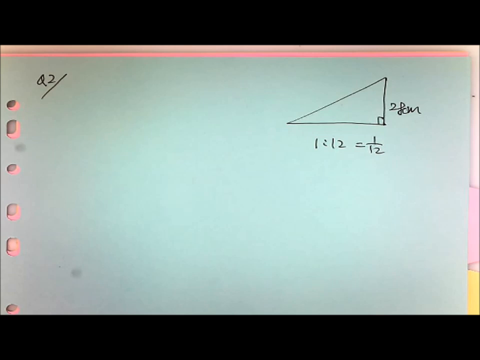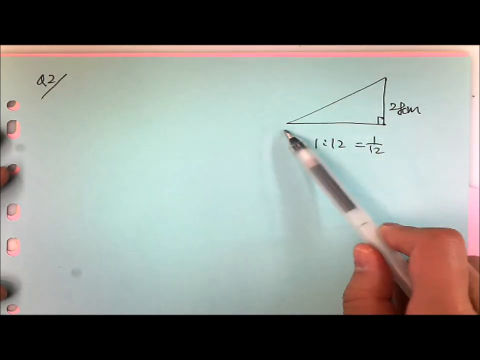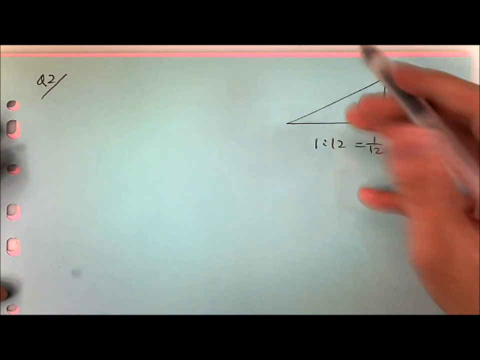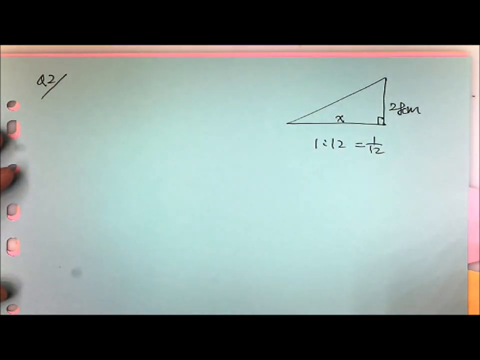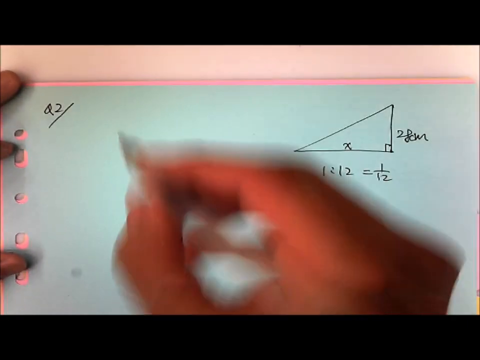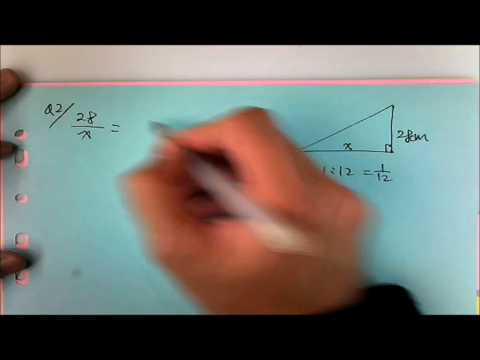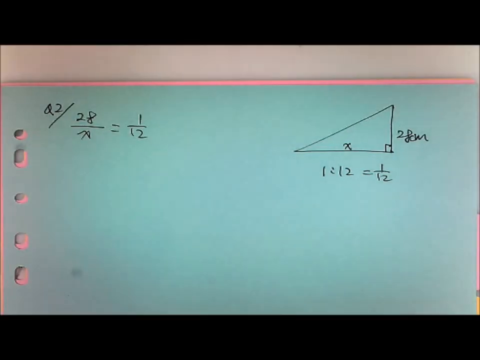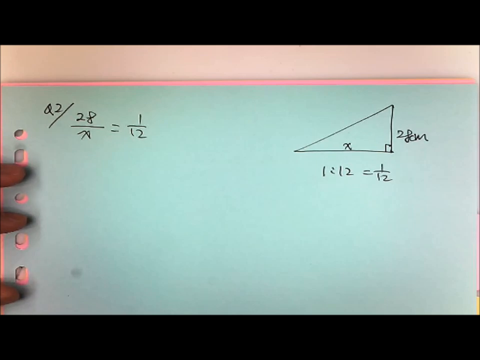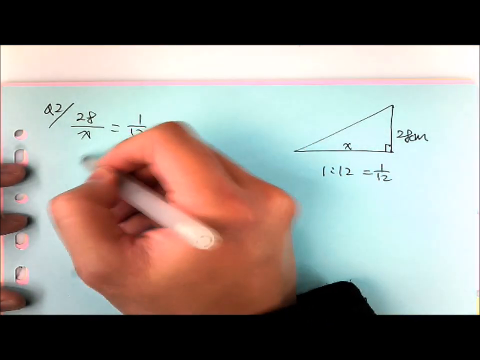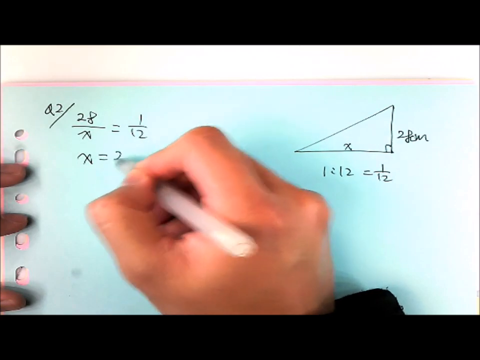It is known that the vertical distance between the bottom and the top of the ramp is 28 cm. Find the horizontal distance between the bottom and the top, meaning this. The horizontal distance you can make it x. You have to form an equation to calculate: 28 divided by x equals 1 over 12. Then to calculate x, you do the cross multiplication: x times 1 is x, and then 28 times 12.